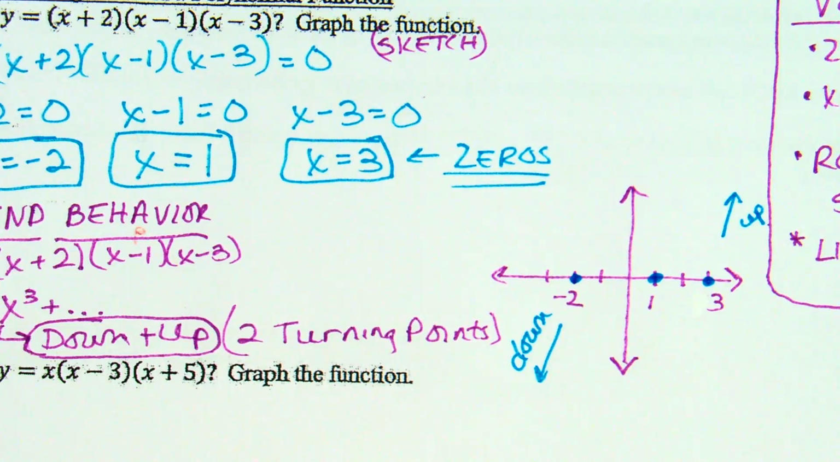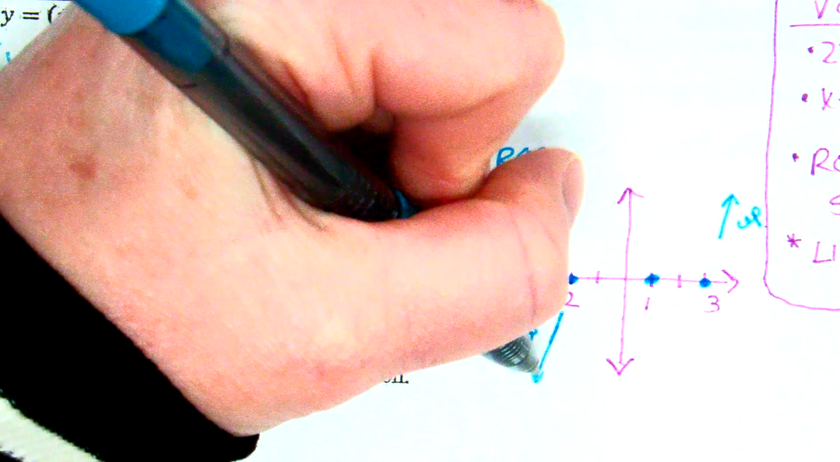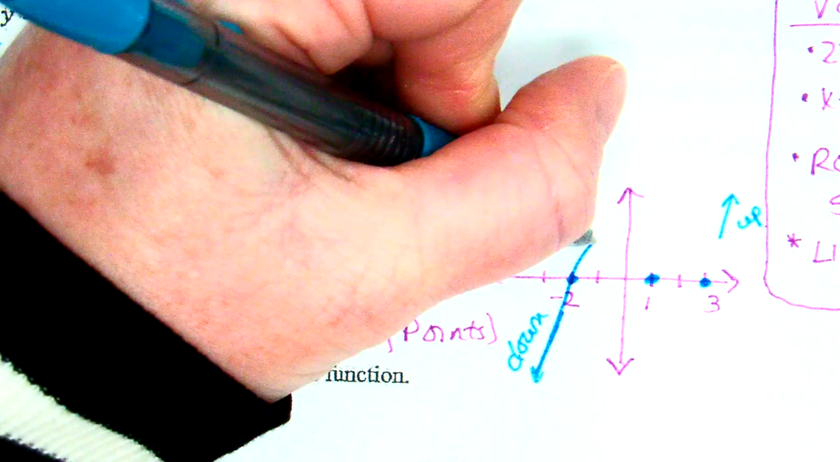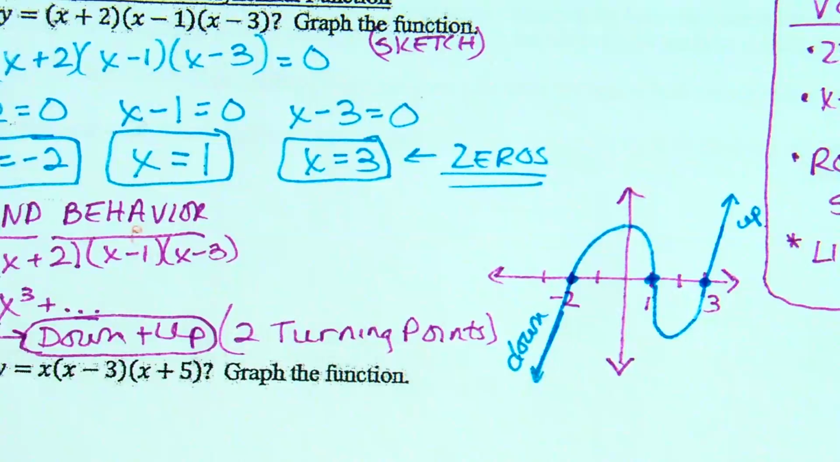And didn't I say we expected there to be 2 turning points? So follow with me. We're going to cross through here. We're starting down, so we're going to cross through here at -2. We're going to turn. We're going to go back through 1. We're going to turn again. We're going to go up again through 3. And then we're ending up.